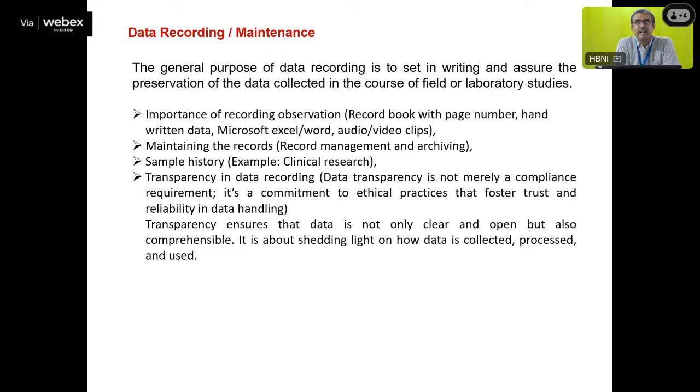Next comes data recording and maintenance. So what you have to do, you have to record the data, right? You have collected and you have to record the data properly and maintain. The general purpose of data recording is to set in writing and assure the preservation of data collected in the course of laboratory studies. Importance of recording observation. You all know, you all have a record book with page number.